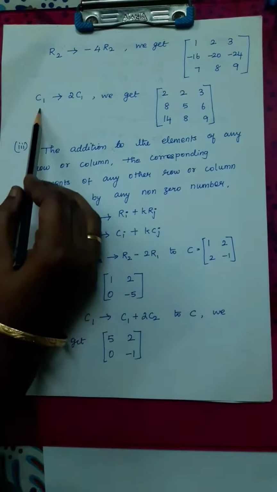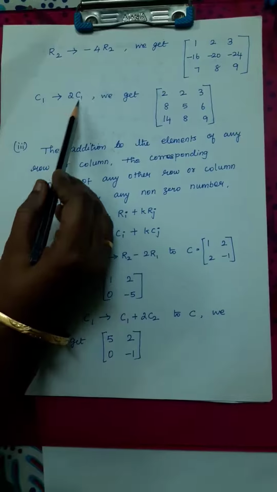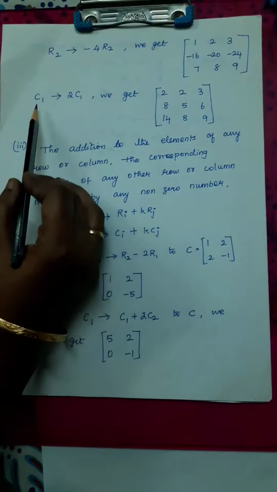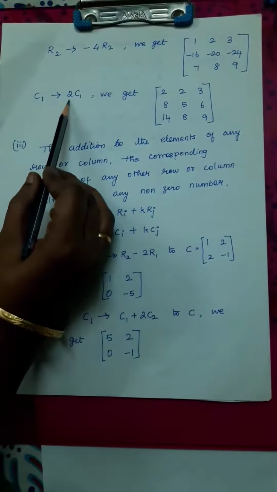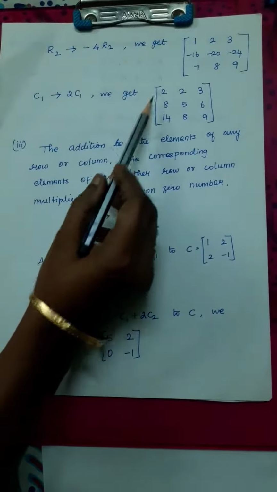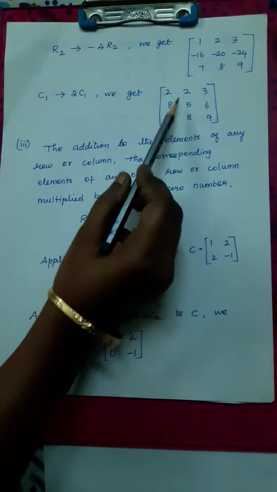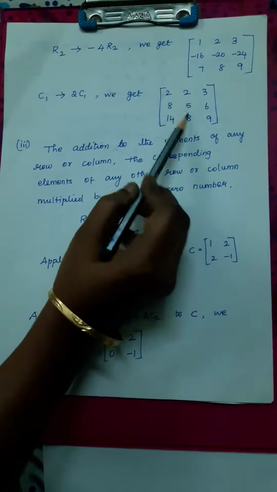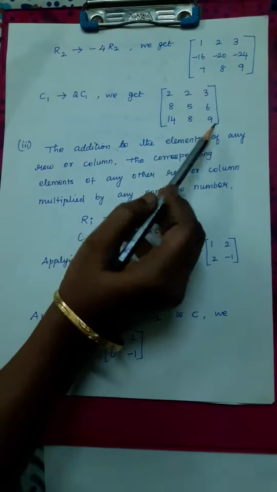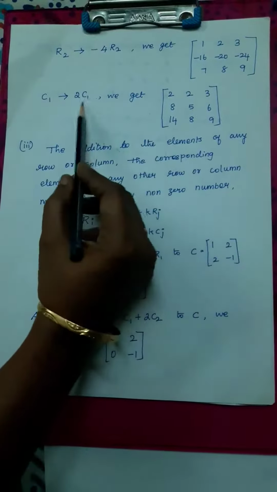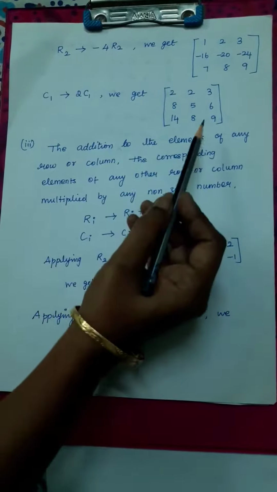Similarly, for column 1, we are going to multiply column 1 by 2. That will be denoted as C1 implies 2 into C1. So the first column will be multiplied by 2, giving 2, 8, 14. The remaining two columns are as they are, 2, 5, 8 and 3, 6, 9. In this way we can multiply any non-zero number with any row or any column.